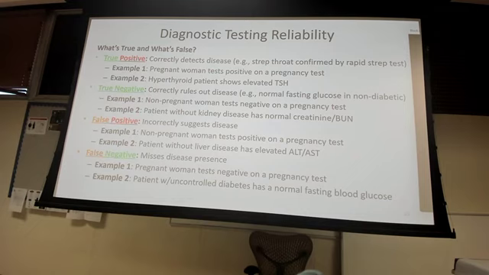All right, so true positive is saying that this test correctly identifies the disease state or result. So a pregnant woman takes a pregnancy test, it's positive. That is a true positive. A true negative correctly rules out a disease. So if a person who's not pregnant takes a pregnancy test, it's negative, true negative, okay?